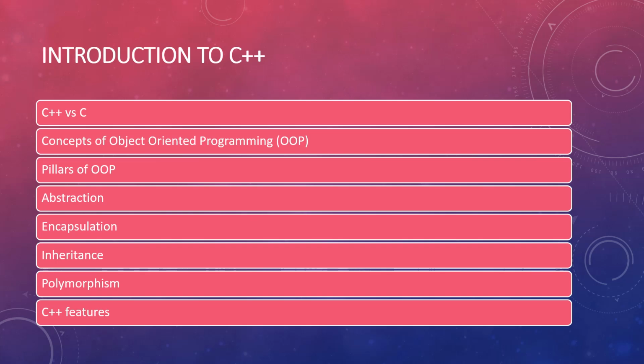So then comes inheritance, a mechanism where a new class inherits properties and behavior from an existing class. It promotes code reuse and establishes a hierarchical relationship between classes. Let's take an example. A vehicle class can be the base class with car and bike as derived classes that inherit common attributes like wheels and methods like start engine and so on.